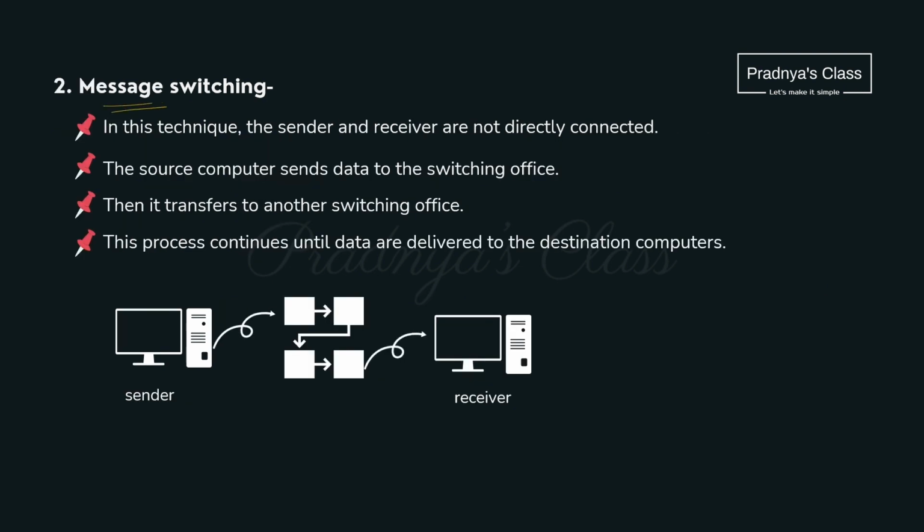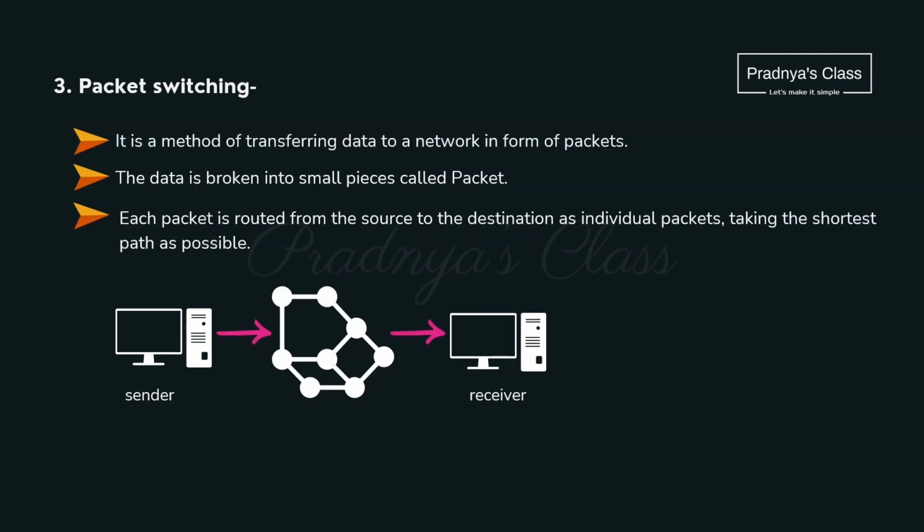Then what about message switching? In this type of switching technique, there is no direct physical connection between sender and receiver. First, the data will be sent to the switching office. Then from the switching office, the data will go to the receiver. Here is the third type of switching technique, that is packet switching. In this type of switching technique also, the information will go to the switching office, but it will break down into smaller packets. Then the packets will opt for the smallest route and then reach the destination.